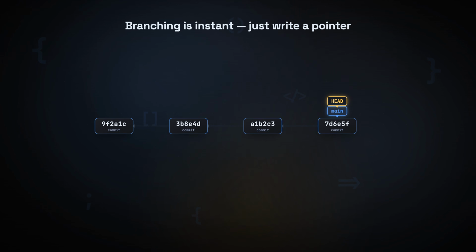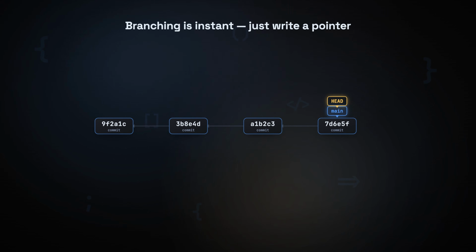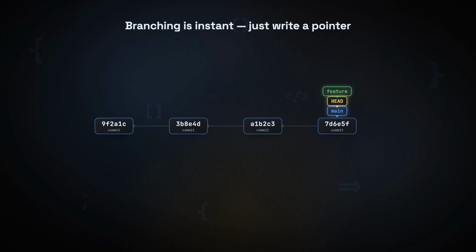This is why branching in Git feels instant, while in older tools it meant copying entire folders. To create a branch, Git writes one tiny file containing one hash. That's it! A new branch is 40 characters on disk, pointing at the same commit you're already on. You can make 100 branches in the time it takes to blink, because you're not duplicating anything, you're just adding more cheap movable labels onto the same graph.